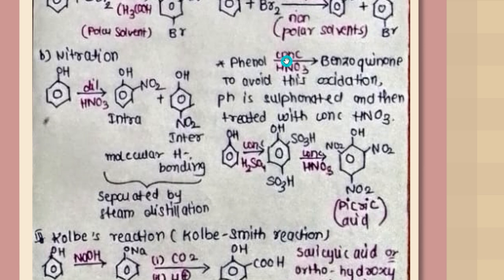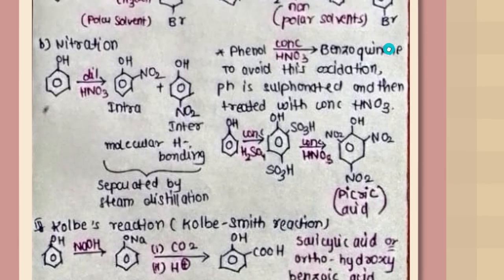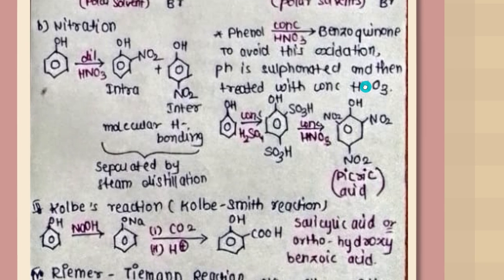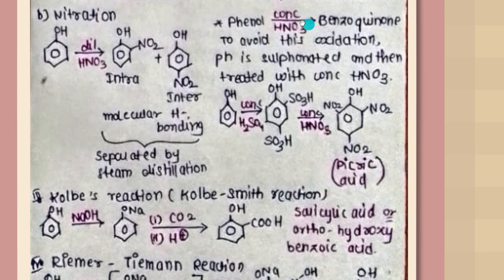Now phenol on reaction with concentrated HNO3, this was dilute. If I react with concentrated HNO3, it will give me benzoquinone. To avoid this oxidation, the phenol is first sulfonated and then treated with concentrated HNO3.